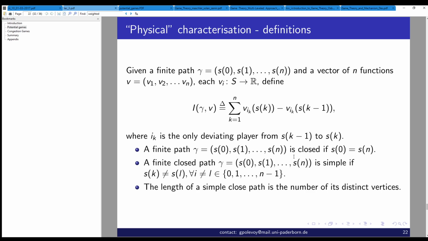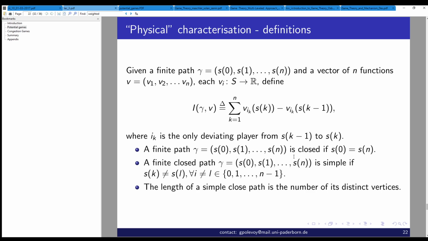Now, given a finite path and a vector of n functions, for example, utility functions of the players, but it can be any n functions by now. Each function is from the set of profiles to R. Define I, a function of this path and of the function vector, to be the sum of the differences of the values of the functions on the points of the path. So the sum goes, k goes from 1 to the number of players. We look at the points s_k minus 1 in this path.